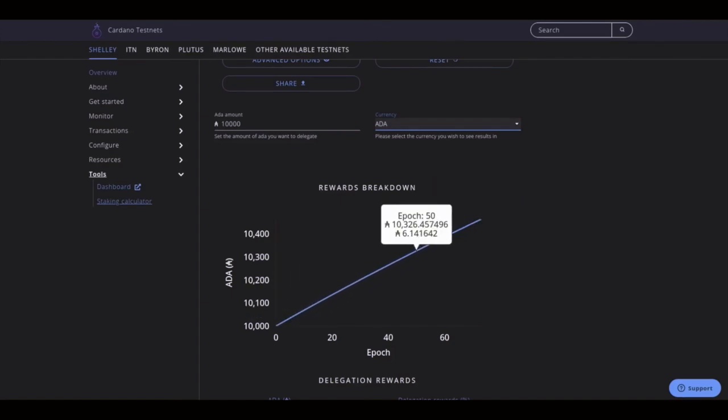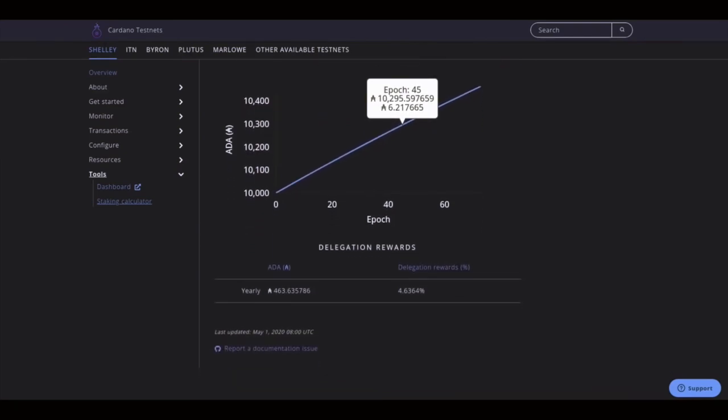And if you move your mouse over a point on this line, you see in which epoch this is. The whole year has 73 epochs. And you see your total ADA at that point and also the staking rewards you get for that epoch. And then at the bottom you see how much you got in rewards in total and how much percentage that is relative to the invested stake.